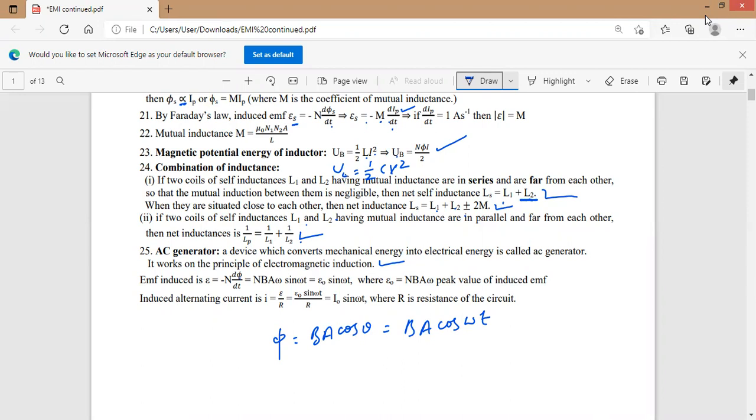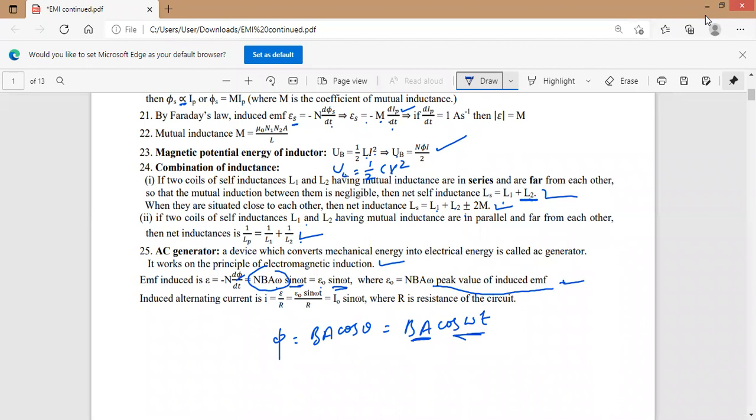Applying this, N, B and A are constant, and differentiation of cos omega t is omega into sin omega t. Here N B A omega represents the peak value of the induced EMF. Therefore, epsilon is equal to epsilon naught into sin omega t. This is the expression for the instantaneous induced EMF at any instant of time.